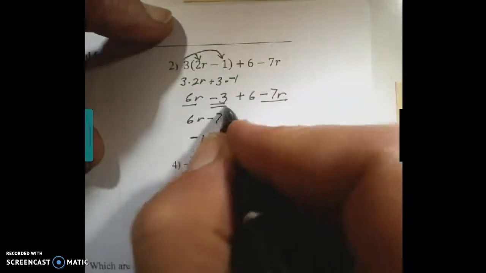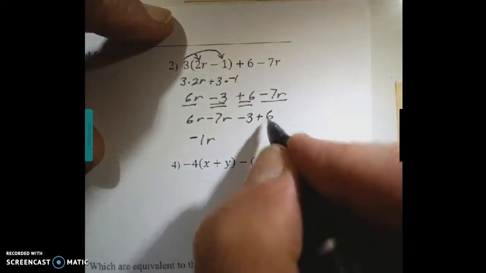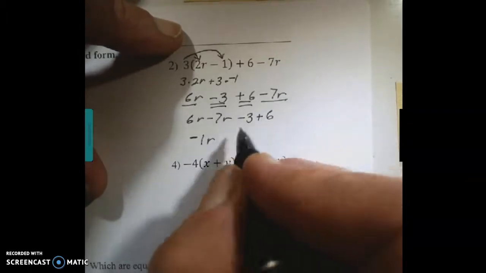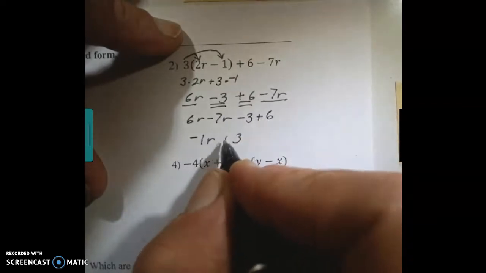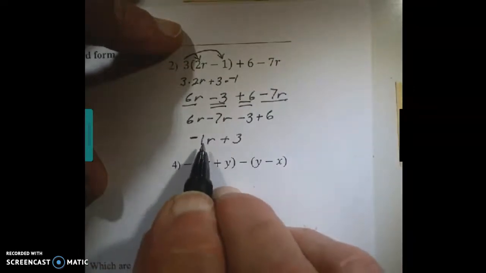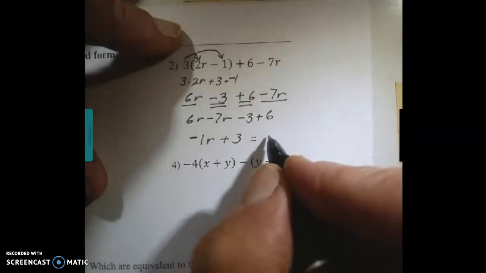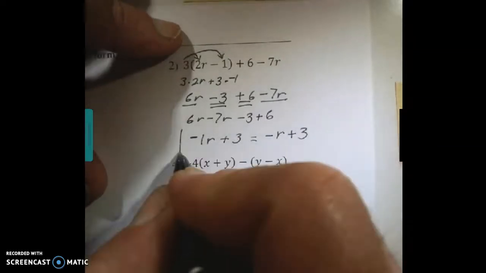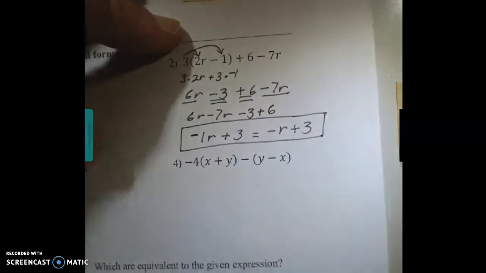And then the minus 3 and the plus 6, those are like terms. Those can be combined. Again, they're different signs, so you subtract. 3 from 6 is 3. The larger amount this time is the positive, so it is a plus 3. The solution in the back has it written this way. That 1 can be left out, so this is the same thing as minus r plus 3. I would accept either answer as the solution to this problem.